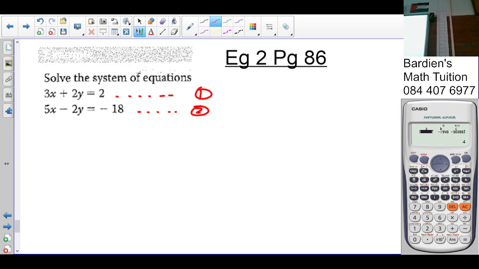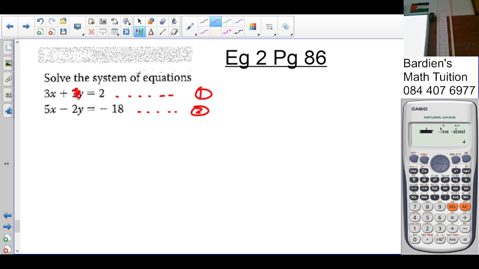Here I can either make x or y the subject of the formula, and work from equation 1 or equation 2, since all of these have coefficients other than 1 in front of x or y. Can you see that? Say for argument's sake, this was 3x plus y is equal to 2, and 5x minus 2y is equal to negative 18. If that was the equation, then I would have made y the subject of the formula in equation 1.